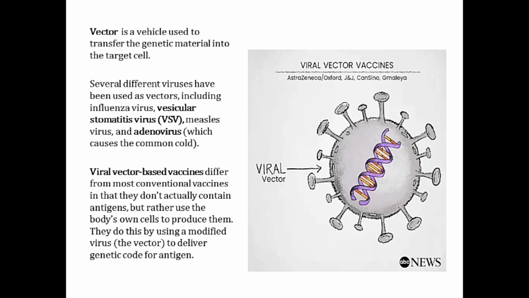They do this by using a modified virus, which is called the vector, to deliver the genetic code for the antigen. So the vector serves as a delivery system that carries the genetic code to make a specific protein. In the case of SARS-CoV-2, it's the spike protein.